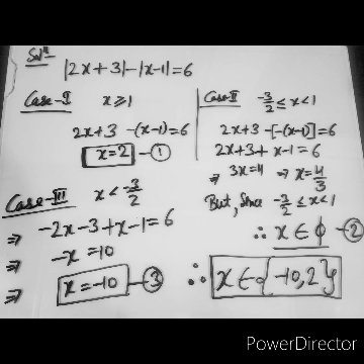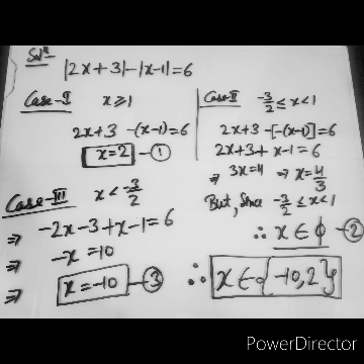Well, we have to solve this question by making cases, because in mod questions we make cases. In case first, when x is greater than or equal to 1, we get 2x plus 3, and the mod of x minus 1 opens up with a positive sign, which gives us 2x plus 3 minus x minus 1 equals 6. Here we get x equals 2 as the only value of x, which is equation number 1.